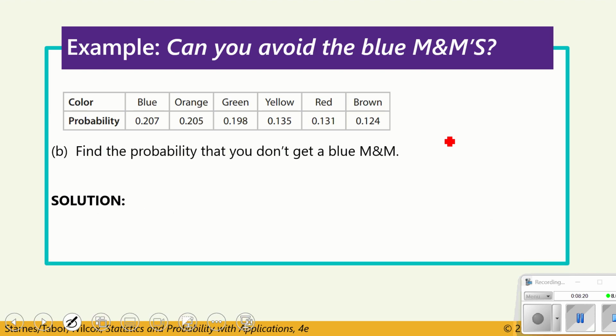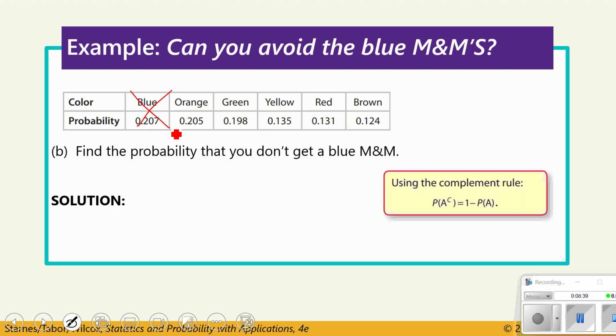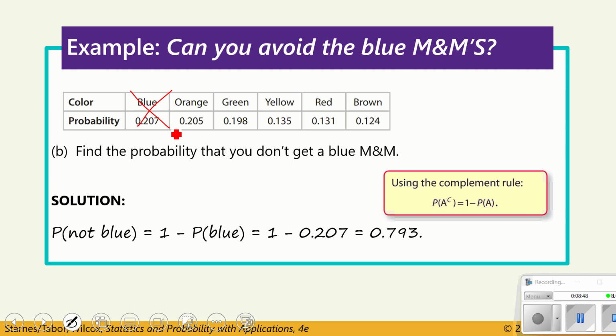All right, so find the probability that you don't get a blue. We know the probability all adds up to 1, and I don't want a blue. So we're going to do the complement problem on this one and then just subtract out what we don't want. So we're going to take 1 minus the probability that we do want a blue. So we're going to do 1 minus 0.207 to get 0.793. That is the probability of not getting a blue.